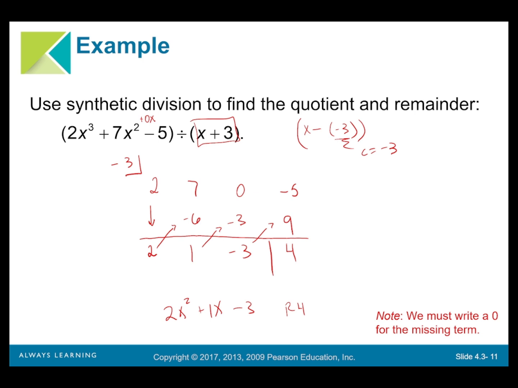So that tells me 2x cubed plus 7x squared minus 5 equals x plus 3 times 2x squared plus x minus 3, plus 4 for our remainder. And I just left a note in here: make sure you always look for that missing term. If you ever see an exponent skipped, essentially, we've got to fill that in with a 0.